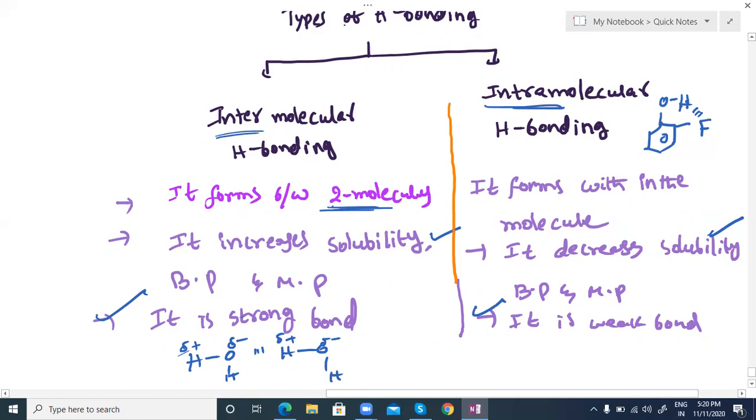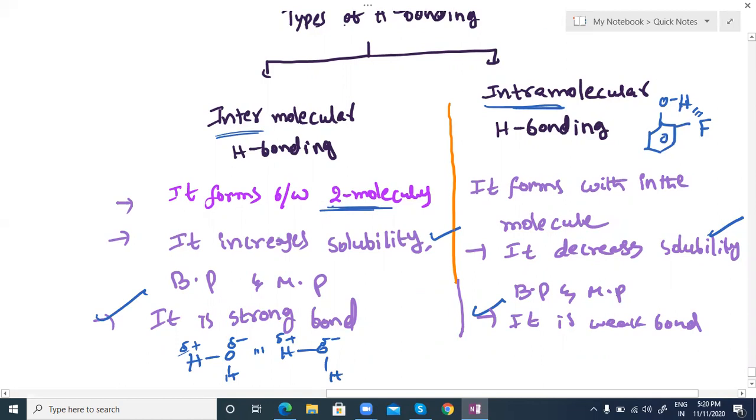Again, one more time: intermolecular hydrogen bonding is strong bonding. Strong bonding means higher boiling point and melting point, and such molecules are also more stable because of the strong bonding. Intramolecular is weak bonding, so boiling point and melting point are lower, and these molecules are less stable compared to intermolecular hydrogen bonding. Got it? And solubility is extra.